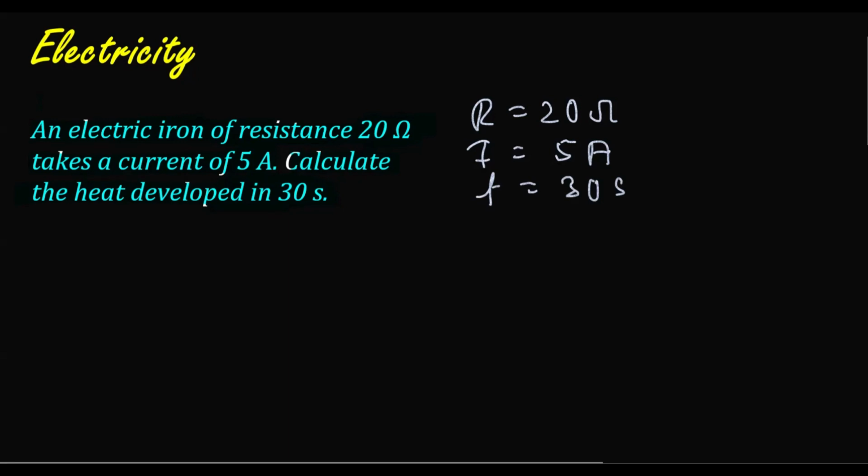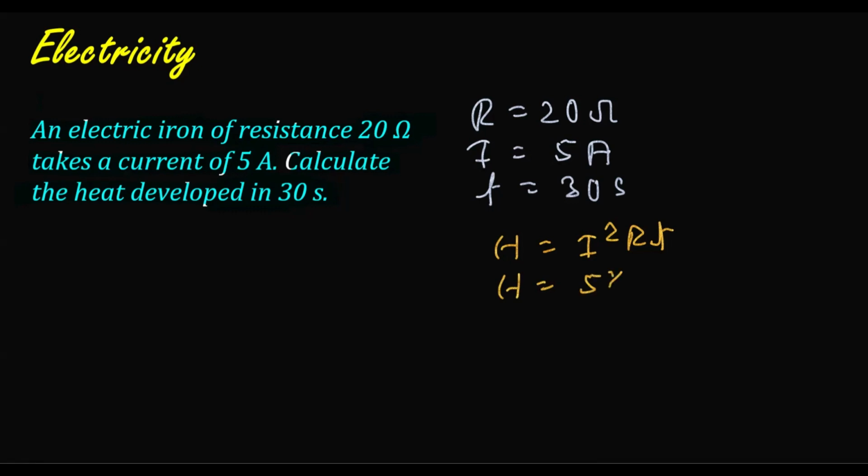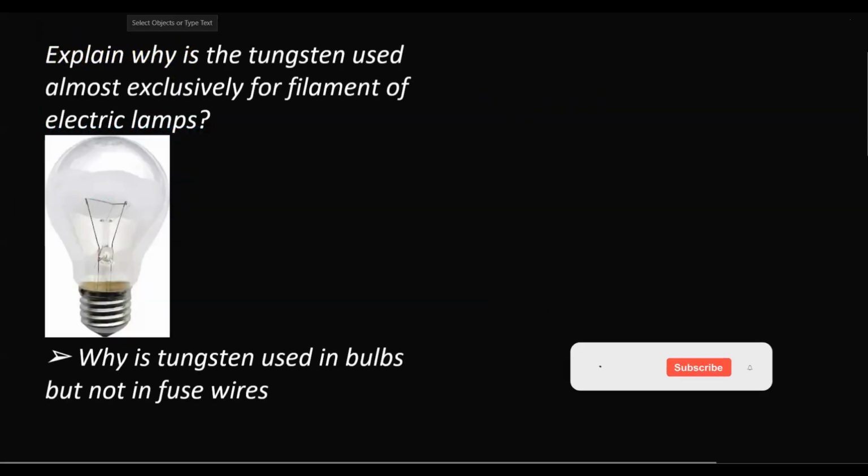So we can apply Joule's law of heating. H is equal to I square RT. So H is equal to I square, I is 5, so 5 into 5, and the resistance, which is 20, and the time is 30. 5 into 5 is 25, into 2 is 50, 50 into 3 is 150, followed by 2 more zeros. So it should come as 15,000 joule as the answer for this.